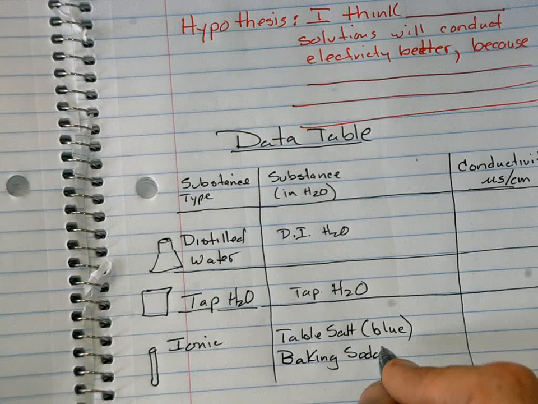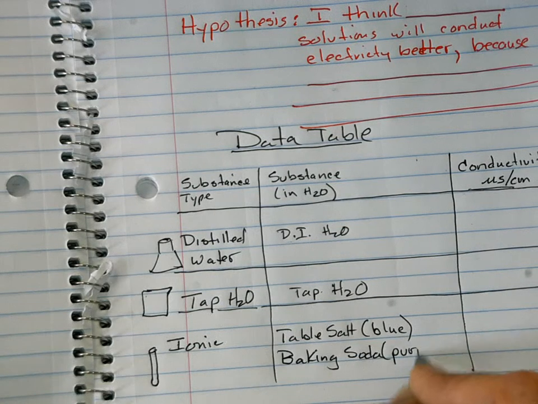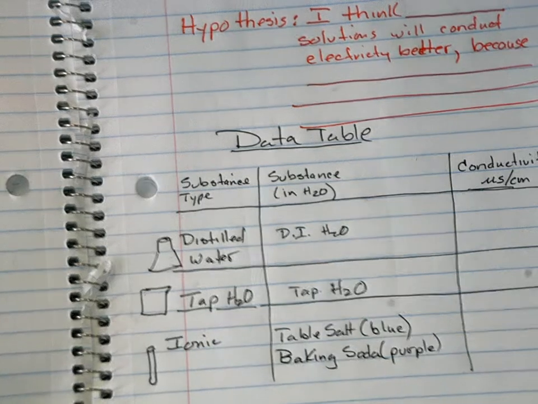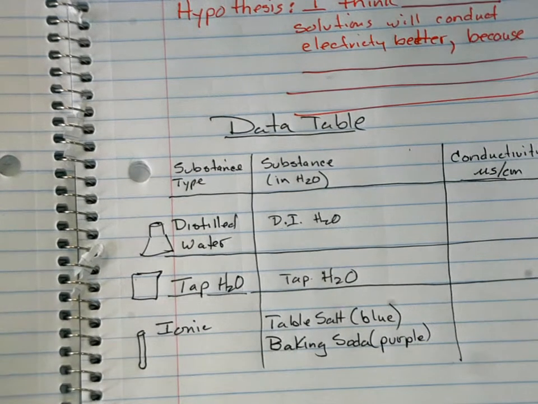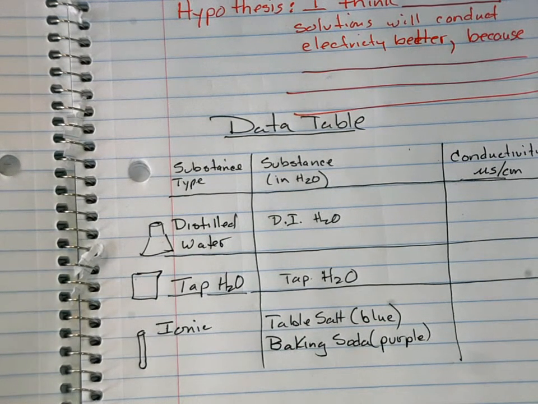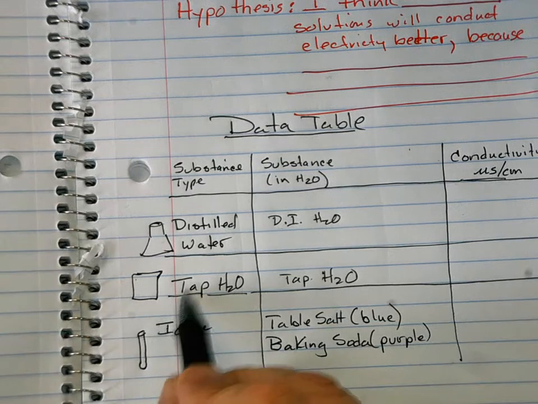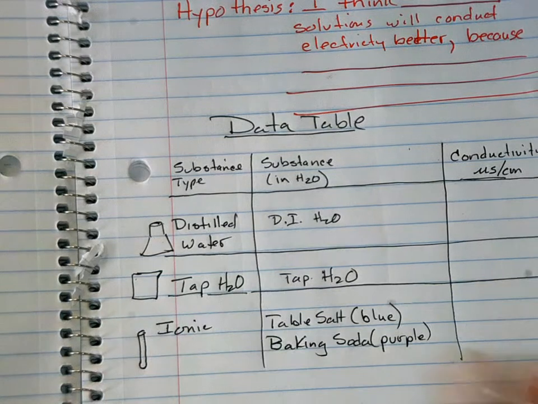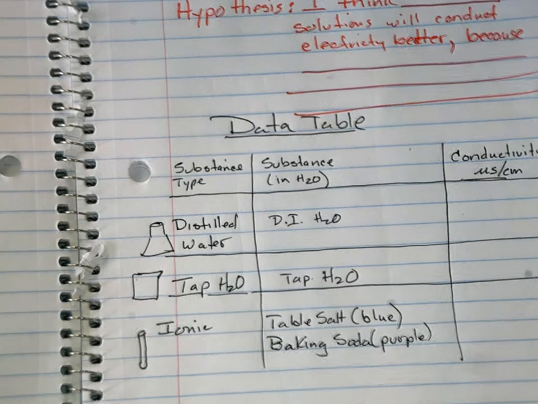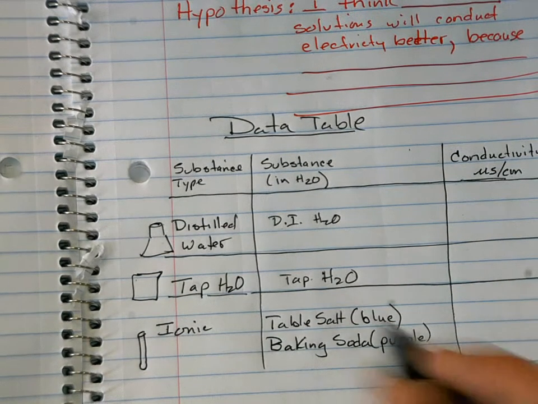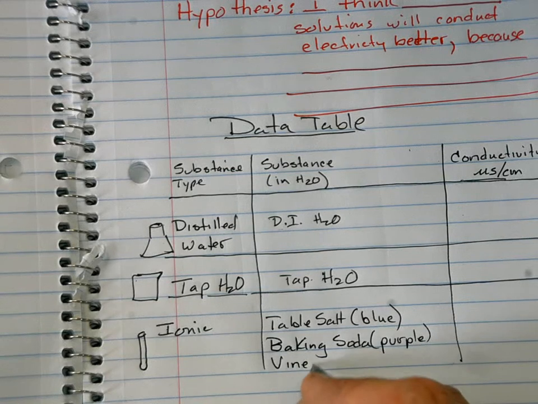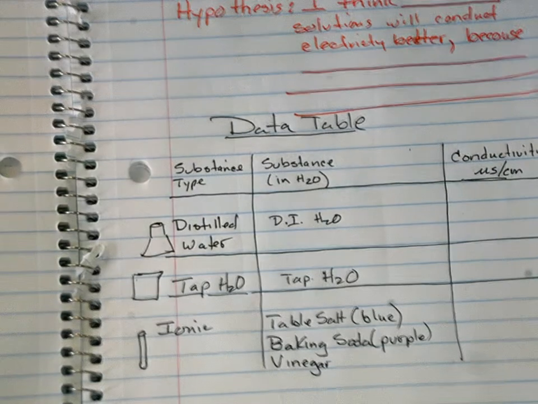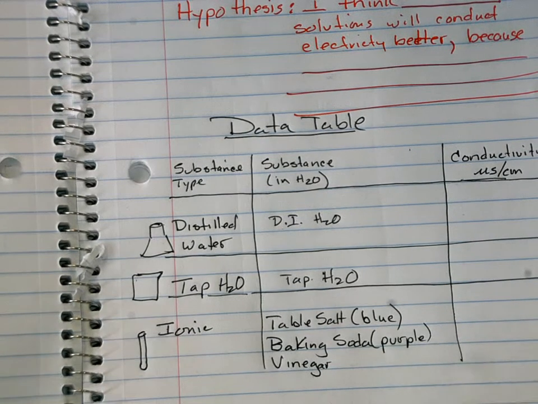Baking soda will be kind of a purple color. Again, when you're done, take these test tubes back over to the supply table, pour them back, please get them in the right one, and then rinse with a little bit of tap water in the sink, and then a little bit of distilled water, swirl it around, and then throw it out in the sink. The next one is going to be vinegar. Vinegar is a mild acid. Any acid dissociates into ions, so it's an ionic substance. Vinegar will be orange.